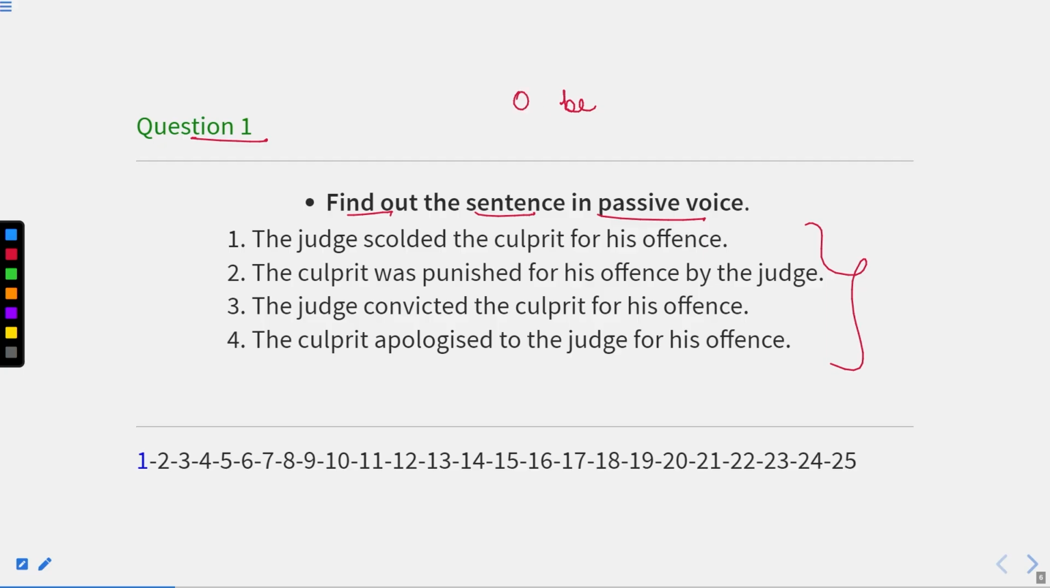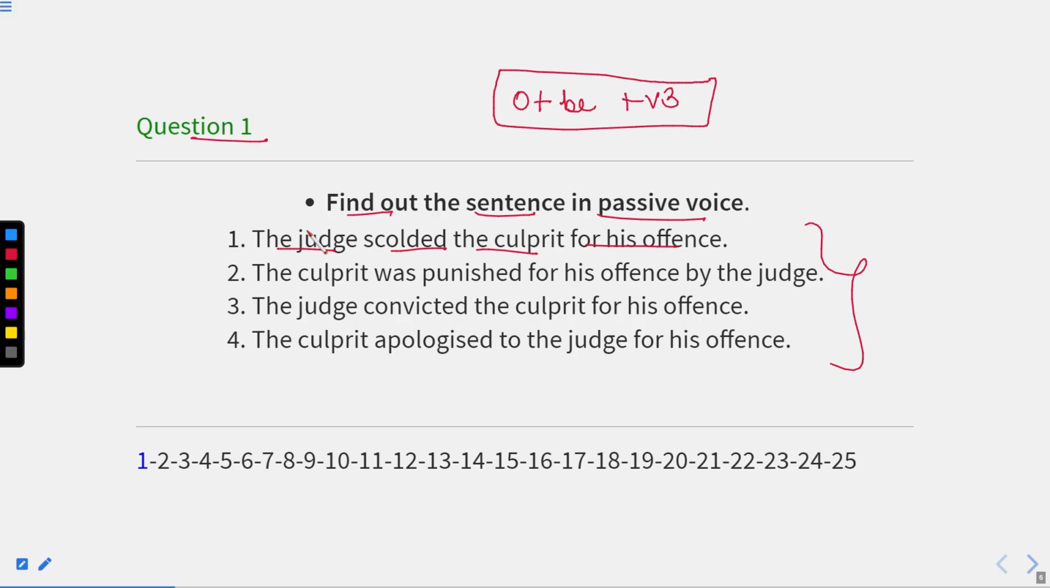One is object on the subject place, then be form, and then verb third form. So wherever you get these 3 things all together, it means that structure is in passive voice. And this is very very simple. First of all, we'll see this in detail, and after that we'll see it with the help of a trick.